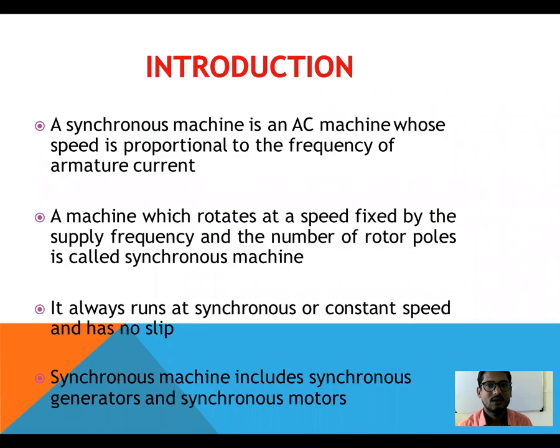Okay. Now, what is a synchronous machine? A synchronous machine is a machine whose speed is proportional to the frequency of the armature current. This machine is generally used as an alternator for constant speed. A machine which rotates at a speed fixed by the supply frequency and the number of rotor poles is called a synchronous machine. Synchronous machines are mostly used in generating stations. They are commonly called synchronous generators or alternators.